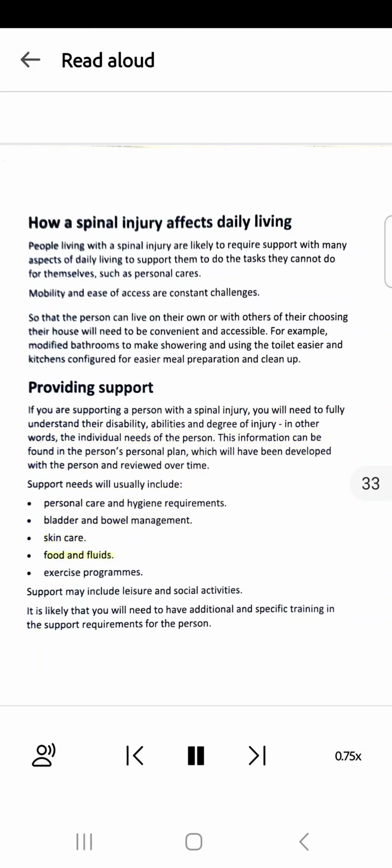Support needs will usually include personal care and hygiene requirements, bladder and bowel management, skin care, food and fluids, exercise programs. Support may include leisure and social activities. It is likely that you will need to have additional and specific training in the support requirements for the person.